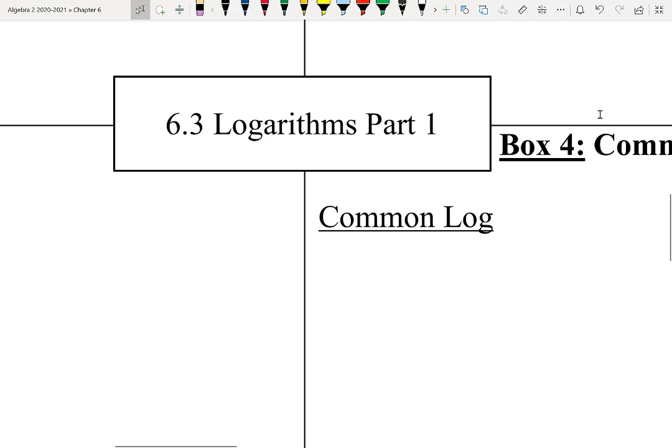Hey guys, today we are looking at our notes for 6.3 part 1, which is all about logarithms. This is getting into the crux of our new stuff for this chapter. Again, this is part 1 of 2. We'll do these starter notes today, and then next week we will continue with part 2, getting a little bit deeper into logarithms and their graphs and stuff like that.